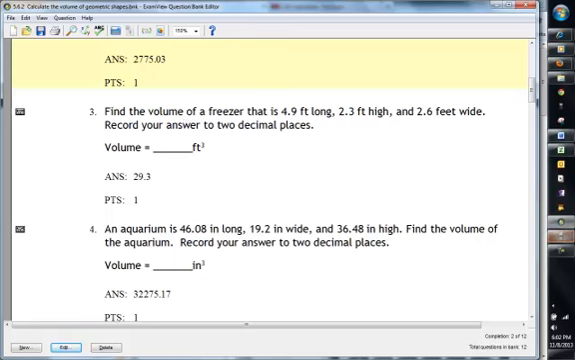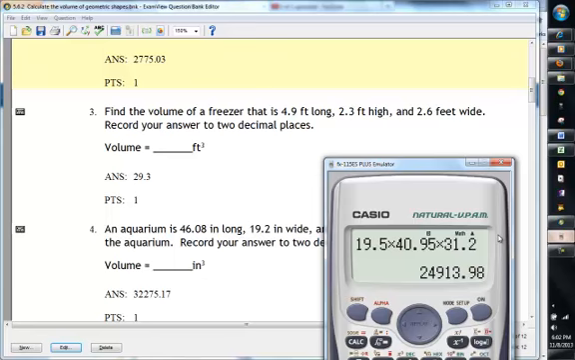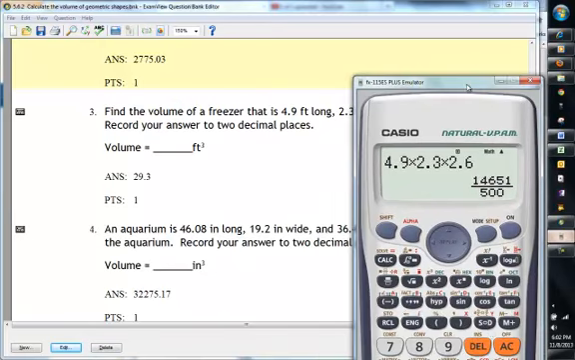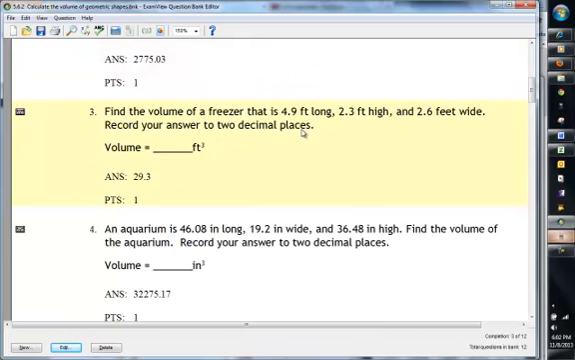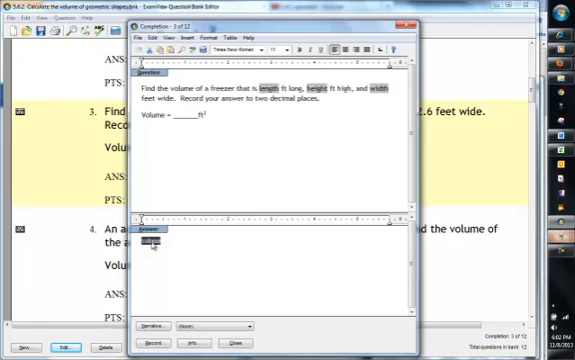Next one, find the volume of a freezer. We'd do the same thing, 4.9, this is in feet, times 2.3 times 2.6, and we would get 29.302. Next one.